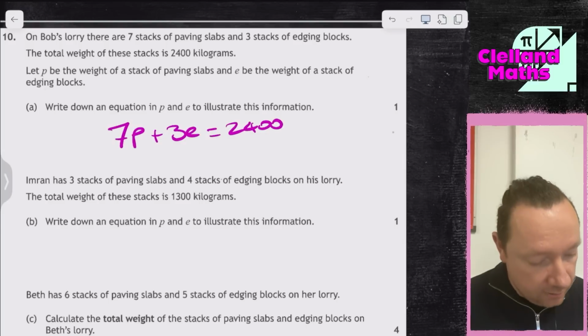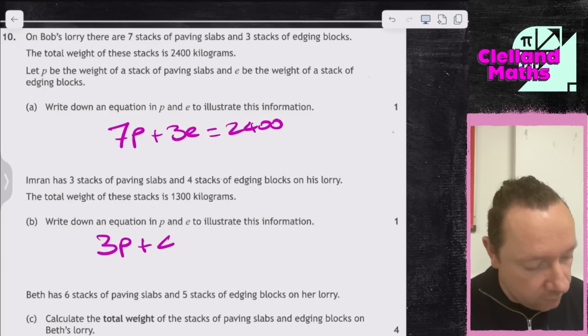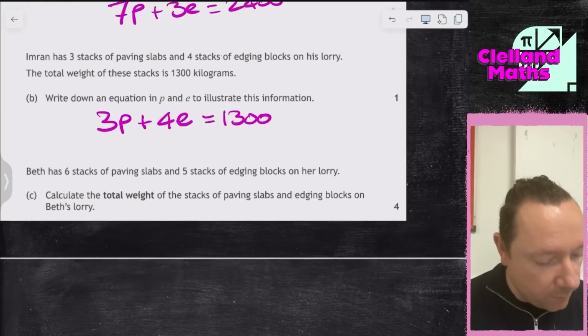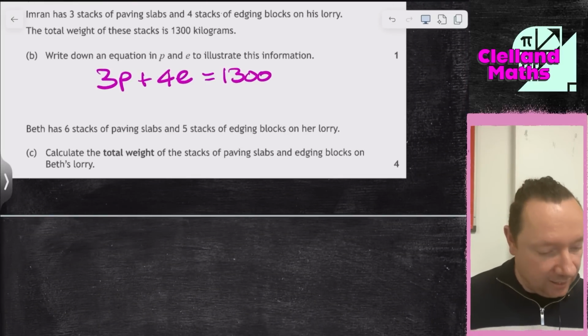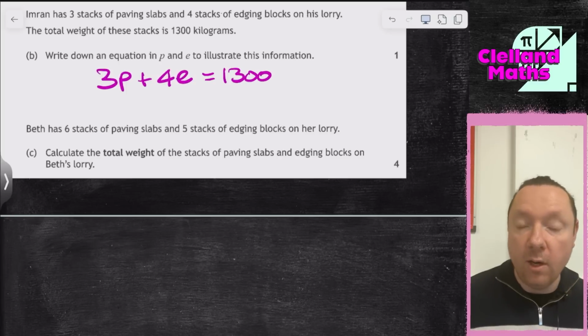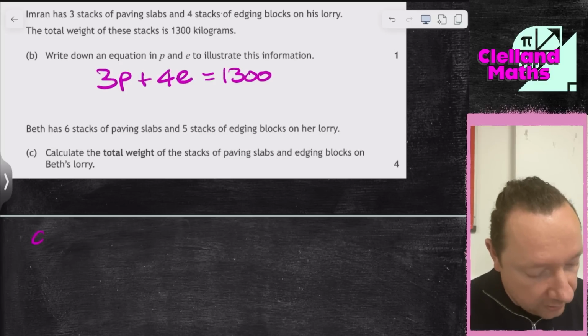Part B. Imran has 3 stacks of paving slabs and 4 stacks of edging blocks. The weight is 1,300. 3 paving, 4 edging equals 1300. That'll be different for part C. Beth has 6 stacks of paving and 5 stacks of edging. What's the total weight of her stacks? Well, if I work out the total weight of a P and an E, I can just sub into whatever her equation would be. So that's my goal for part C.